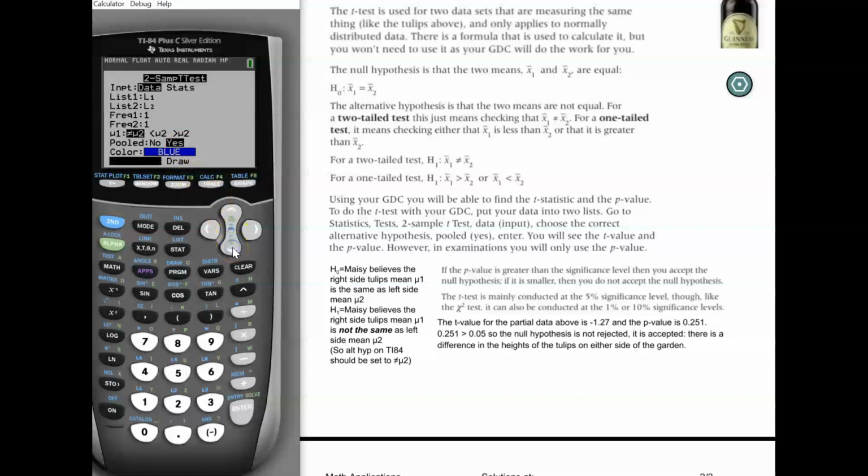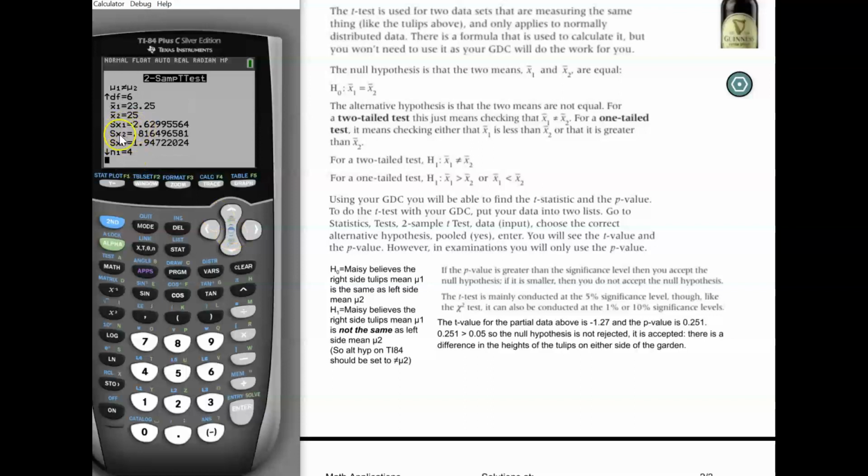And then I go down to calculate and hit enter, and then it gives me the t-value, which we don't use for the exam or for this class, and it gives me a p-value, degrees of freedom, etc. We don't use the degrees of freedom in the test problems. The mean, if they ask you, you have them here, and you also have SX1, SX2, and SX pooled is a combination of these two.